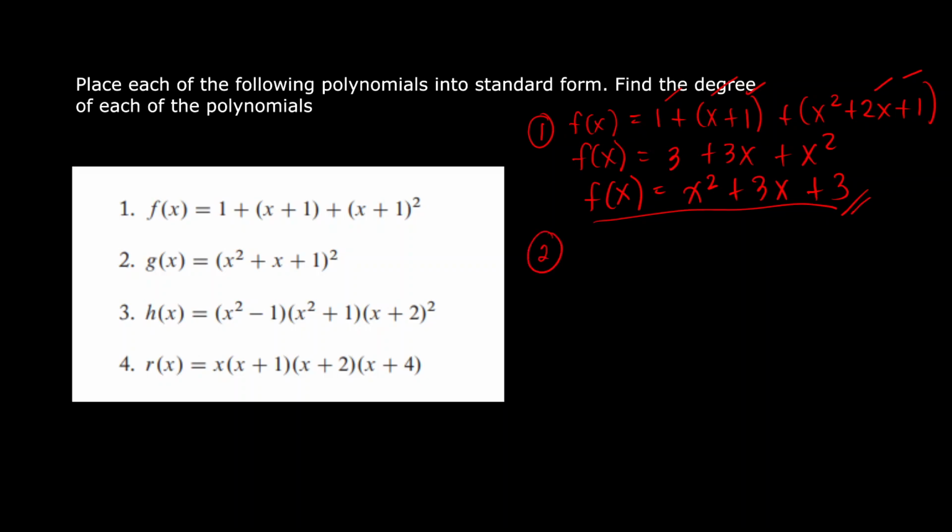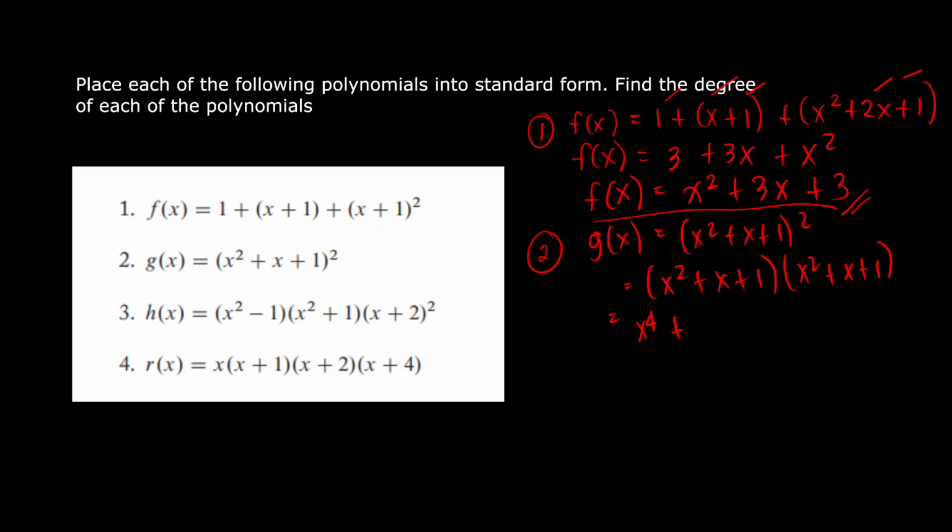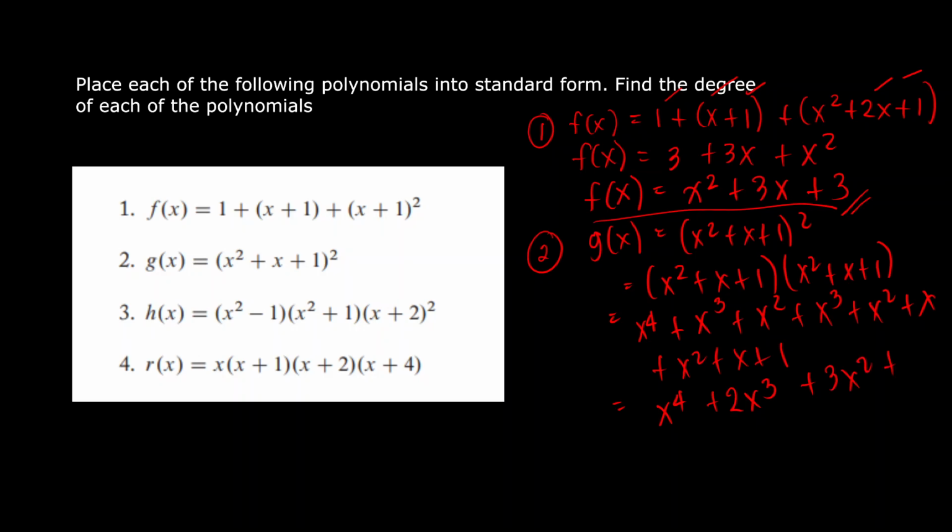Number 2. So, expand natin to. Sabi niya g of x is equals to x squared plus x plus 1 squared. Pwede natin itong gawing x squared plus x plus 1 times x squared plus x plus 1, and then we expand. X squared times x squared is x to the 4th, plus x cubed plus x squared, dito tayo sa pangalawa, plus x cubed plus x squared plus x, plus x squared plus x plus 1. So, ayusin natin, magiging x to the 4th plus 2x cubed plus 3x squared plus 2x plus 1. Okay, so this is the final answer.